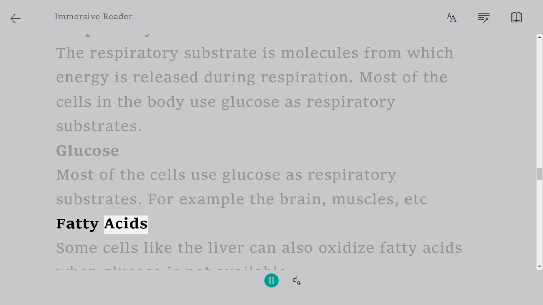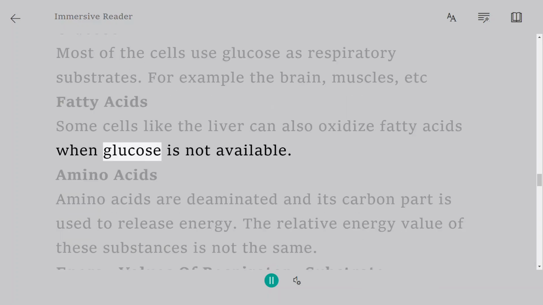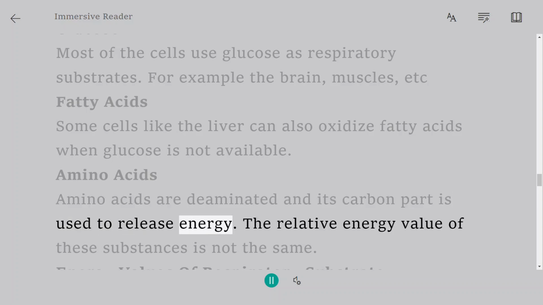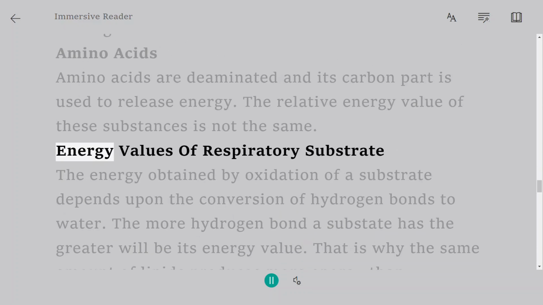Fatty acids. Some cells like the liver can also oxidize fatty acids when glucose is not available. Amino acids. Amino acids are deaminated and the carbon part is used to release energy. The relative energy value of these substances is not the same. Energy values of respiratory substrate.